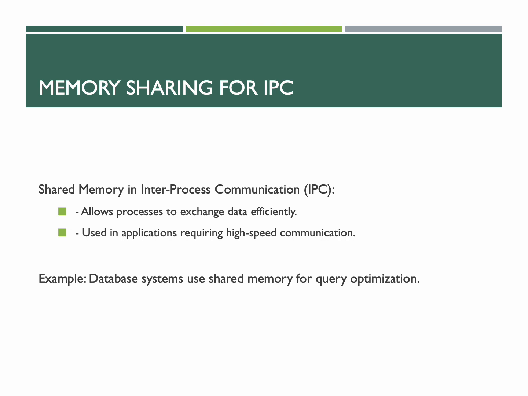For example, in database systems, shared memory is used for query optimization. When multiple processes need to access or update a large dataset, they can use shared memory to minimize duplication and improve query performance.